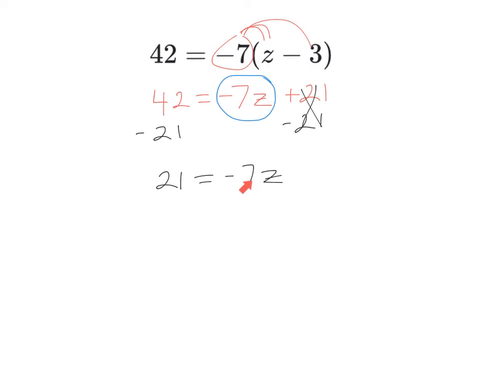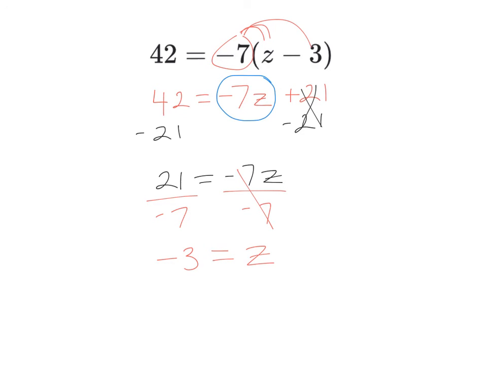Now we're going to do the inverse of multiplying by negative 7. The inverse of multiplying by negative 7 is dividing by negative 7. I'm going to get negative 3 is equal to z.